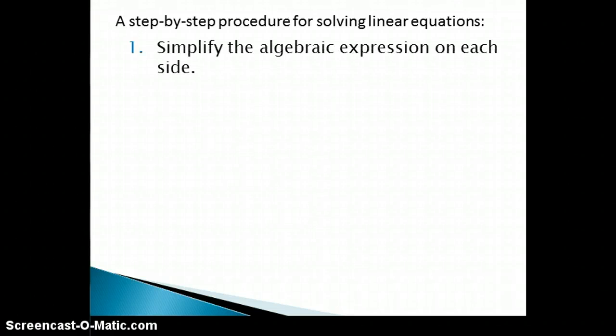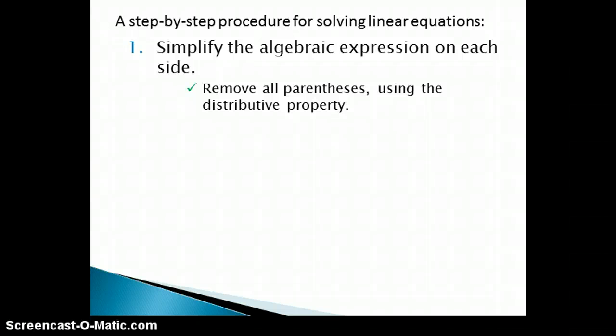First, if necessary, we need to simplify the algebraic expression on each side. There are a few things to look for when preparing to do this step. For example, are there any parentheses on either side of the equation? If so, we need to remove these parentheses by using the distributive property. Do we have like terms on either side? If so, we need to combine those like terms. Note that this is done separately on each side of the equation.